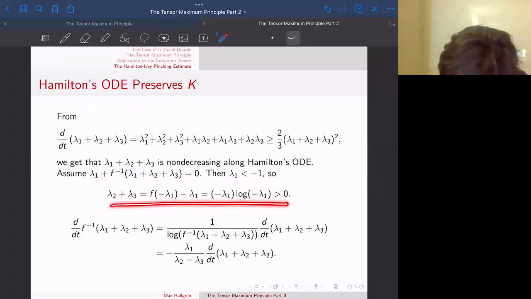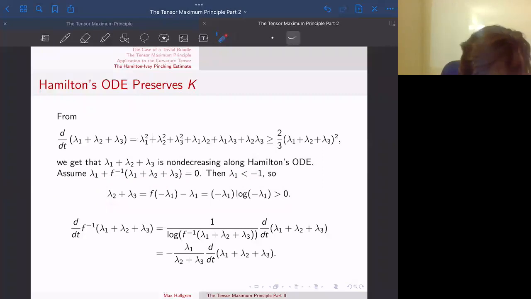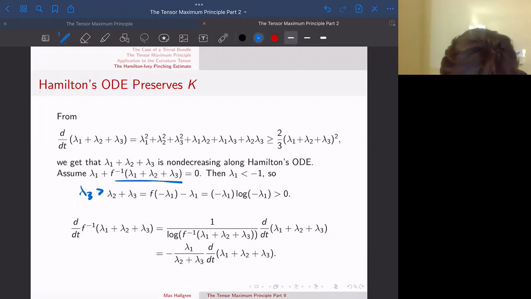So some algebra tells you that the sum of lambda 2 and lambda 3 has to be greater than 0, and in particular lambda 3 has to be greater than or equal to 0. So now we want to show that this greater than or equal to 0 is preserved, and so let's just differentiate this whole thing in time. When we differentiate this piece, we can just use the formula for the derivative of an inverse, and we get something that looks like this.